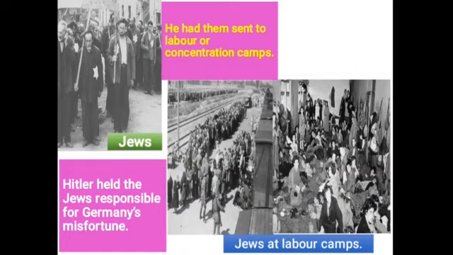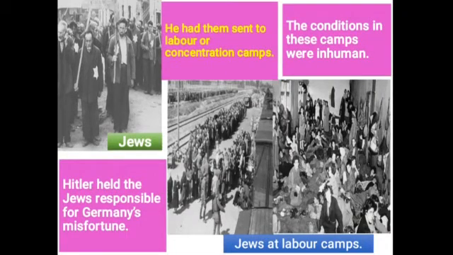Hitler, the dictator from Germany, held the Jews responsible for Germany's misfortune. These are some Jews. And after that, he sent them to labor or concentration camps. You can see these are concentration camps. The conditions in these camps were inhuman.